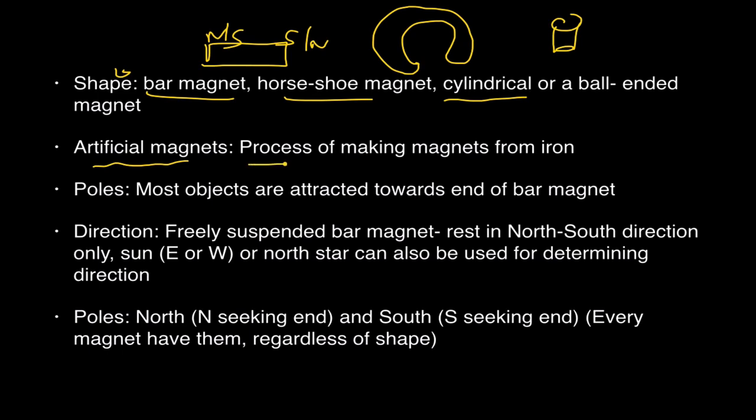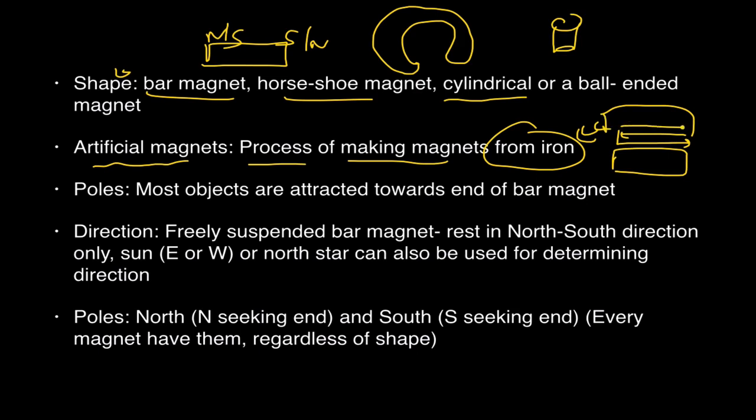Artificial magnets are made by the process of making magnets from iron. You just pass an electric current through it. It's a very easy process, and there is another way, where you rub it in a particular direction. Let's say this is an iron rod, so you start rubbing from this to this direction, then don't go in a backward direction. Again you lift it up, come here and then go in this direction. So only in this direction you keep on rubbing, in one direction only, and the opposite direction is not allowed. So this is how you produce magnets.